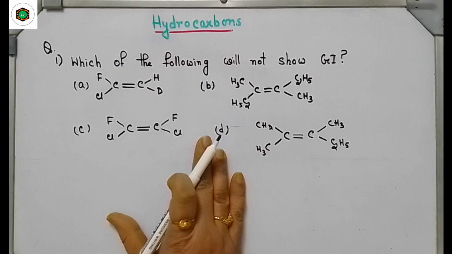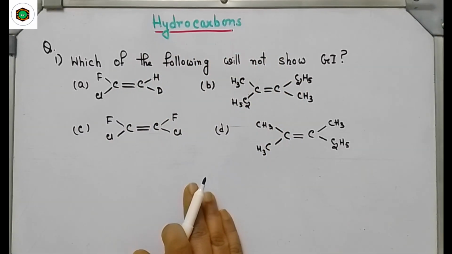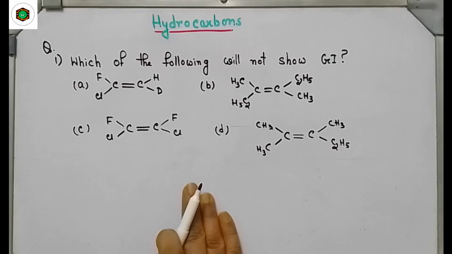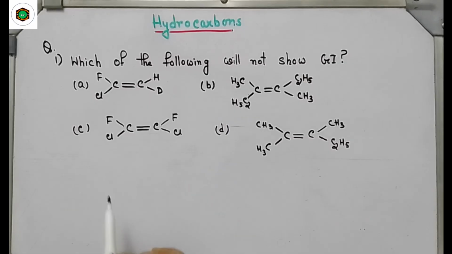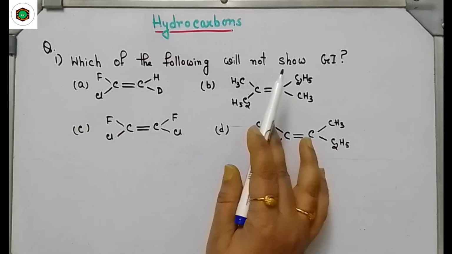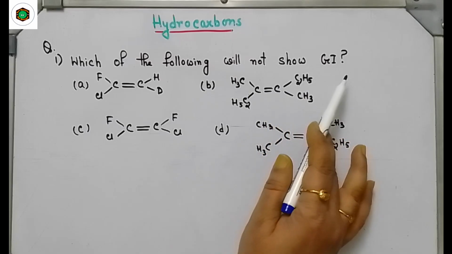In this lecture of NEET Preparation Series from Hydrocarbon chapter, I am going to discuss some more questions from previous year NEET exam and other PMT exams. First question, which of the following will not show geometrical isomerism?